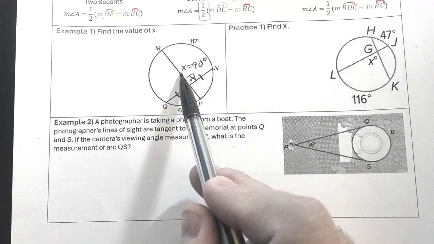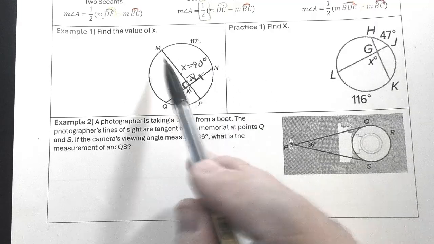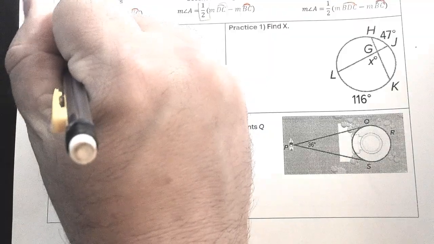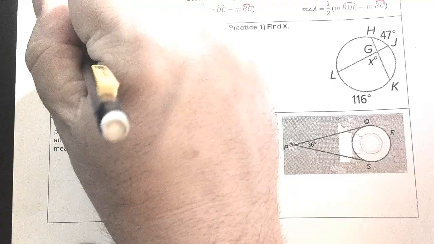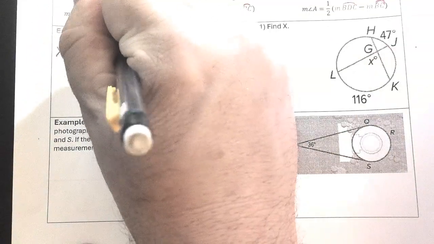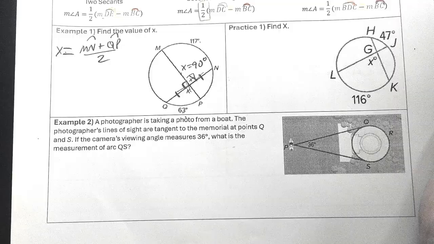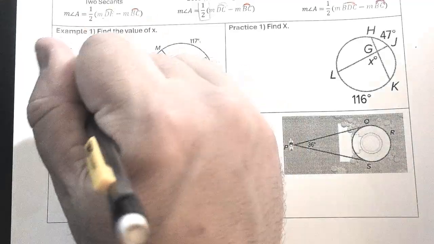We found out that if the angle is inside, we add the two arcs and multiply by half or divide it by 2. I like to say, in this case, x is going to be arc MN plus arc QP, and I just like to do divided by 2. Again, it's multiplied by half or divided by 2. This is just easier. So, MN is 117. This guy is 63. Divided by 2.